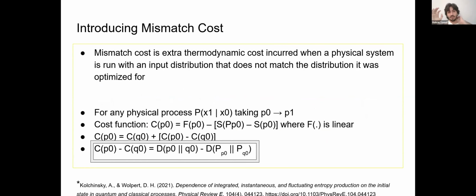And just a little bit of mismatch cost. I can't go into details because of time, but basically mismatch cost is the extra thermodynamic cost incurred when a physical system is running an input distribution that does not match the input distribution that it was optimized for.